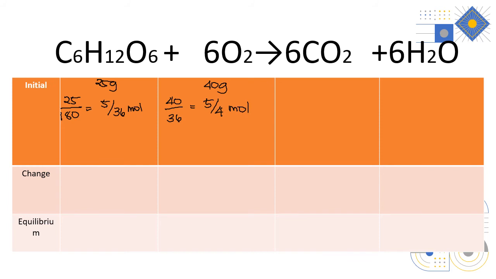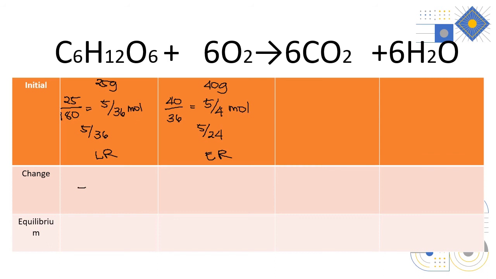How do we know if a reactant or a species is the limiting reactant? First, we have to divide the number of moles by its coefficient. So 5 over 36 divided by 1 is just 5 over 36. And 5 over 4 divided by 6 is 5 over 24. Then we compare which value is smaller. Is it 5 over 36 or 5 over 24? Since 5 over 36 is smaller, this would suggest that your glucose is our limiting reactant and our oxygen is the excess reactant. Now we can proceed and assume that all of our glucose will be consumed.